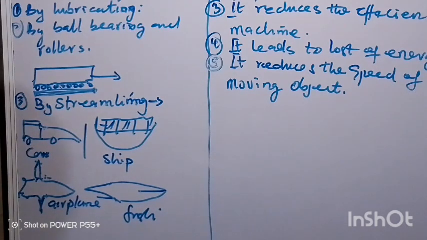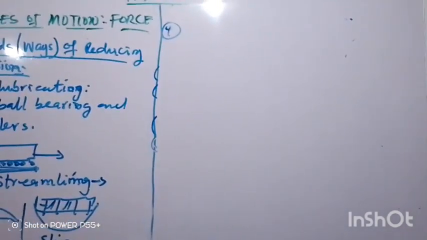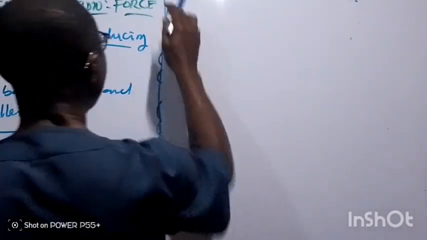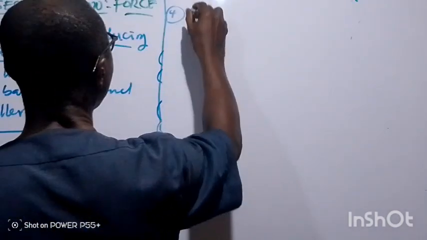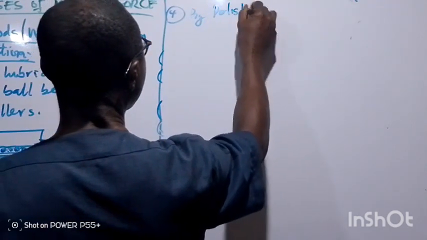Number four, way of reducing friction, is by polishing or smoothing.